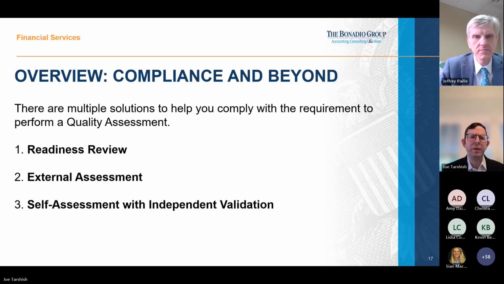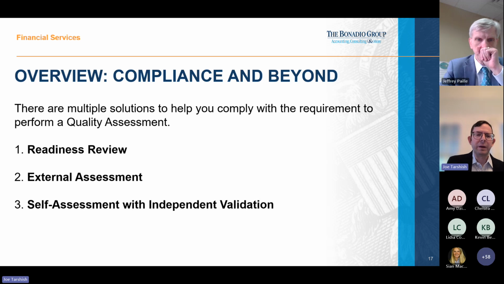So now that we've gone through the IA requirements, let's talk about how to implement them. There are multiple solutions to help you comply with the requirements for a quality assessment. And here we're talking about the external assessment. So there's a readiness review, which is basically a gap assessment, and we'll talk about that, an external assessment, and a self-assessment with external or independent validation.